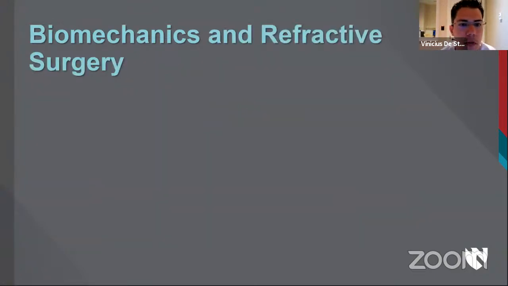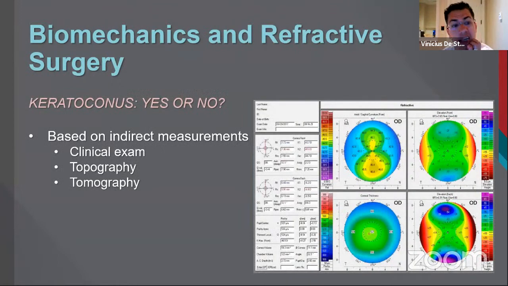So when we talk about refractive surgery and biomechanics, the major question is always, is this keratoconus or not, right? All our measurements today are based on either the clinical exam, topography exams, or tomography, which is most used nowadays. And we have all faced situations where we see a cornea with an inferior steepening, but the thickness is not that bad. The anterior and posterior elevation maps don't show any major red flags, and we don't know exactly what to do. But then we rely on other indices to try to help us.